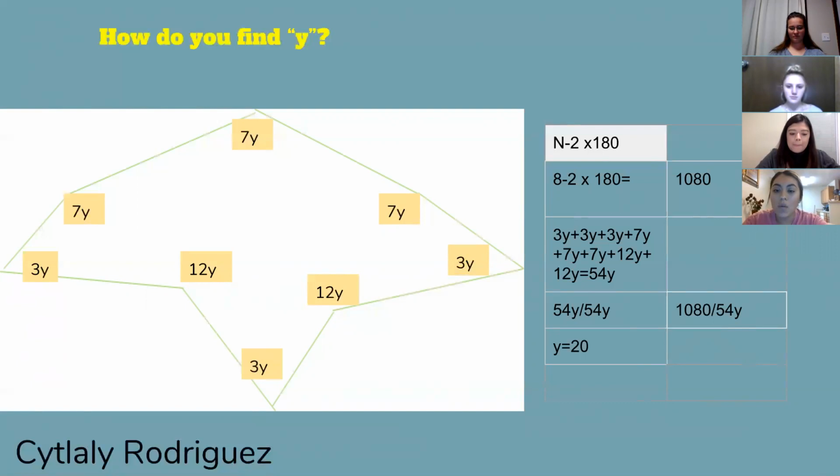Now let's find the y's. We add up all the 3 y's, the 7 y's, and the 12 y's, giving us 54 y's equals 1,080. We're trying to get y by itself, so we divide 54 on each side, giving us y equals 20.